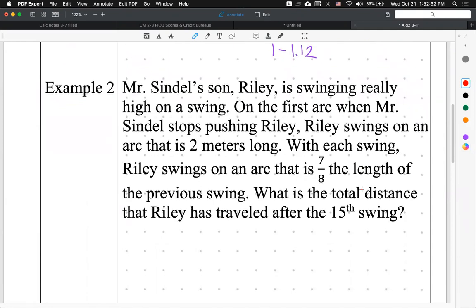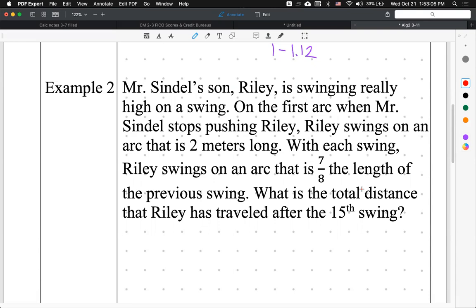Okay, so who wants to read a story about my son? I need a voice, a beautiful voice. All right, Wyatt. Mr. Seville's son, Riley, is swinging really high on a swing. On the first arc, when Mr. Seville stops pushing Riley, Riley swings on an arc that is 2 meters long. With each swing, Riley swings on an arc that is 7/8 the length of the previous swing. What is the total distance that Riley has traveled after the 15th swing?